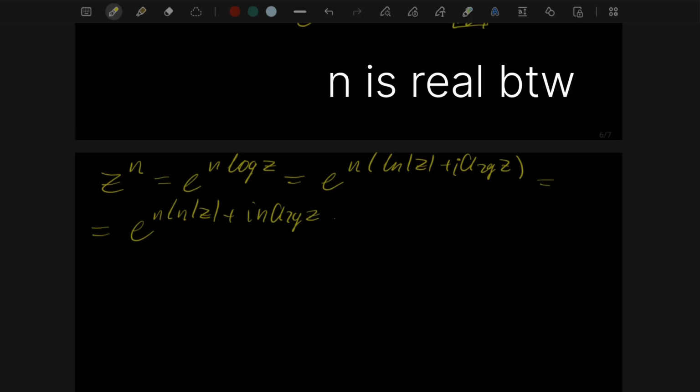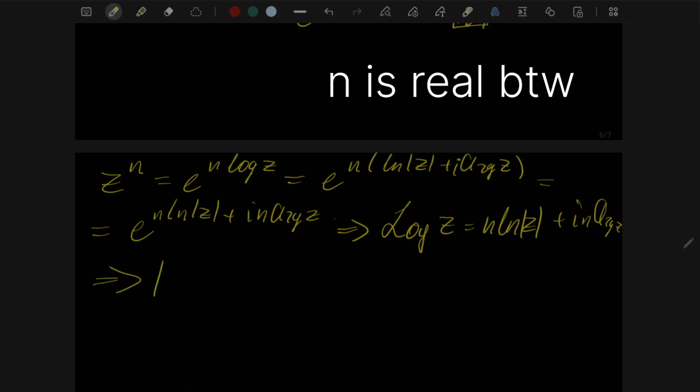And what do we get from here? From that we get that the complex logarithm, let's say the principal one. I think it is easier to do with the general one, but I want to do it with the principal one. So the log z is equal to n ln z plus i n argument of z.